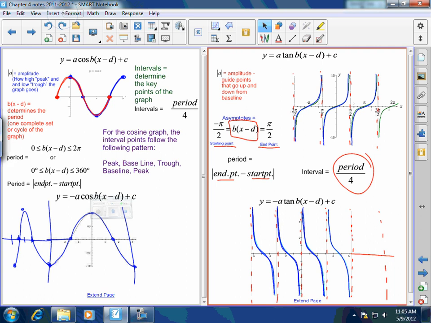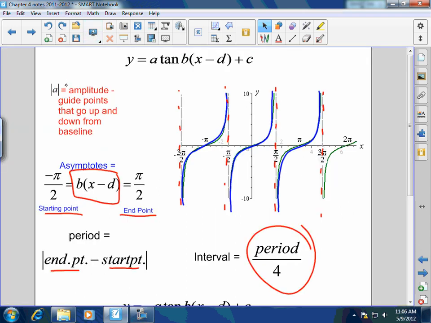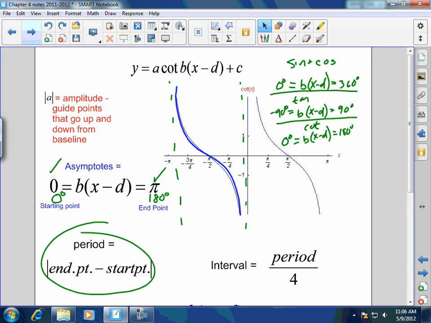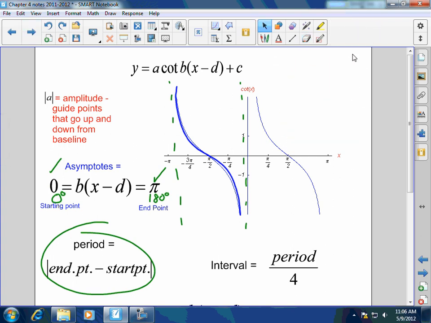All right, so we now know how to do our sine and our cosine and our tangent. Should be very simple. Follow the procedures. Now, the cotangent. I'll show you this in a second. Okay. So, the cotangent.